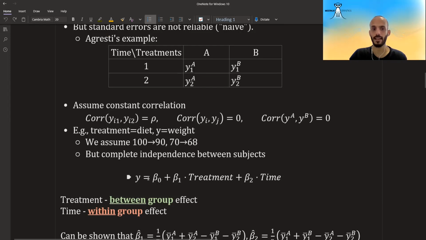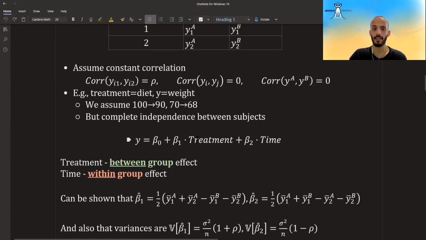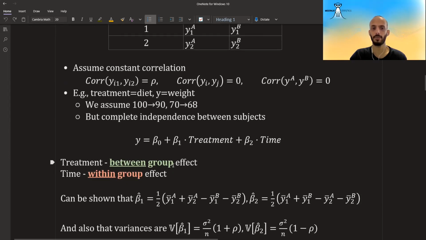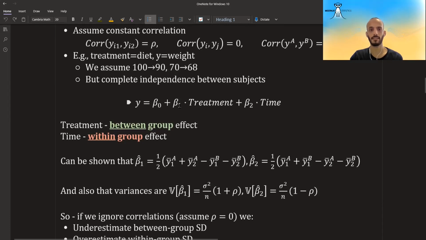So let's say our model is some linear function, some intercept plus the treatment and the time. And you can code the treatment as 0 and 1, and the time also as 0 and 1. Okay, so the treatment in this case is the between group effect, because our groups are the different patients. And the time is the within group effect, because for each patient, for each group that we have, we are measuring before and after. Okay, so it can be shown that the estimators for beta 1 and beta 2 are these things over here. The way you can see it is just maybe code the design matrix, as I said, with 1s for the intercept, 0s and 1s for the treatment, and 0 and 1 for the time, and then solve a regular linear regression, and you will see that you get these things.